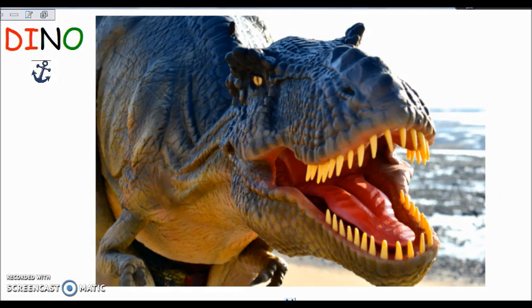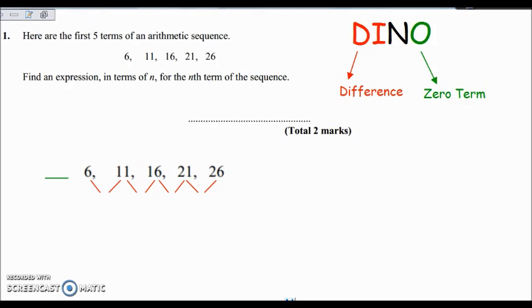So let's have a look at the word dino. How does it help us with nth term rules? Up on the right hand side here, we've got the word dino. And the DI in the front of the N is for the difference. So when you're given a sequence, it's the difference between the numbers. And we'll have a look at doing that in a minute. The green 0 on the end, or the O if you like, is the 0 term. And we'll look at how we find the 0 term of a sequence right now.